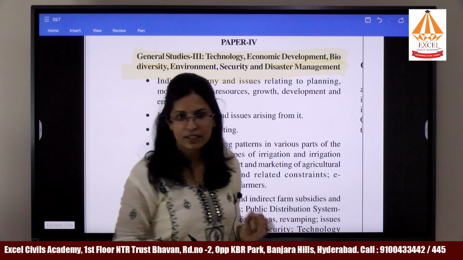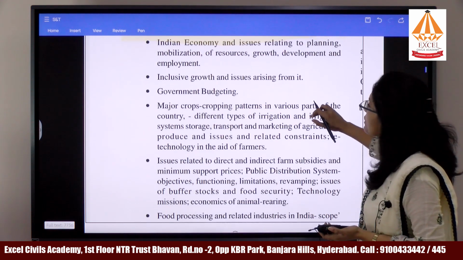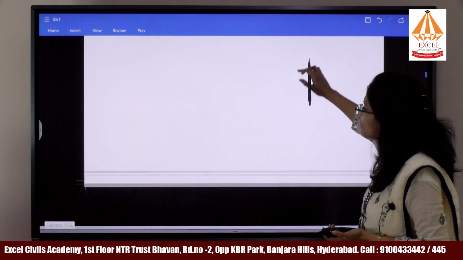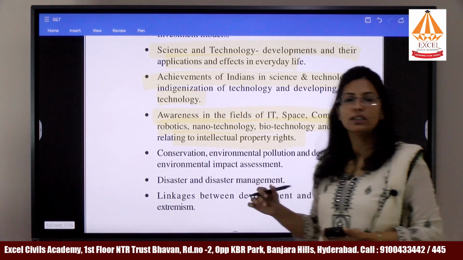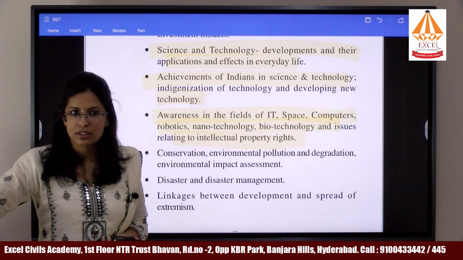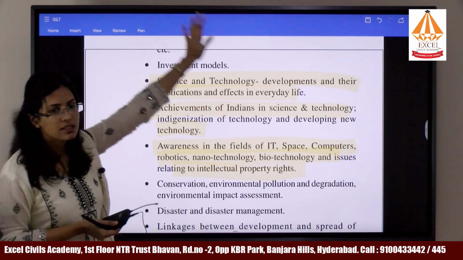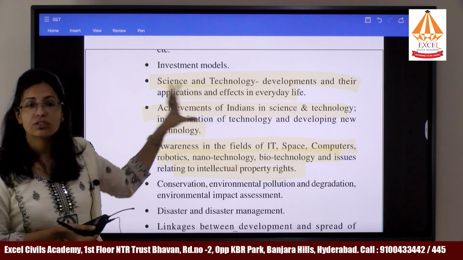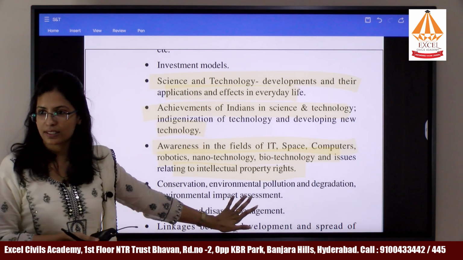GS3. In mains, under GS3, UPSC has provided a proper syllabus for it. So please, if you don't have it, either download it from the UPSC's website, or you can take it from here also. We'll provide you the PDF of the syllabus. Every word that is mentioned is the syllabus of your GS3. That is UPSC's expectation from us, to read this and come for the examination.